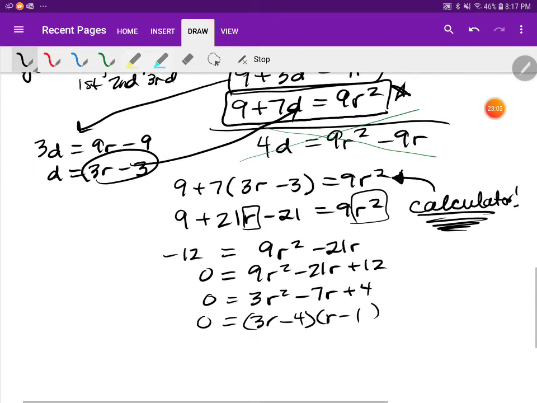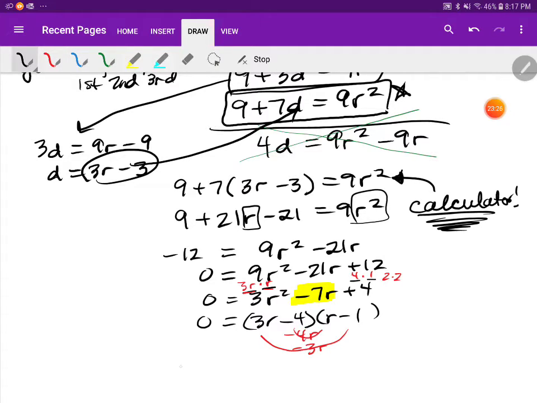Okay, how I got that, if you forgot, is you multiply to be the first number. The middle is your check. And then the last, you're trying to multiply to be that. So I did 3r times r, 4 times 1, maybe 2 times 2, and then the inner and the outer, negative 4r, negative 3r, have to be negative 7r. So that's how I got the numbers.